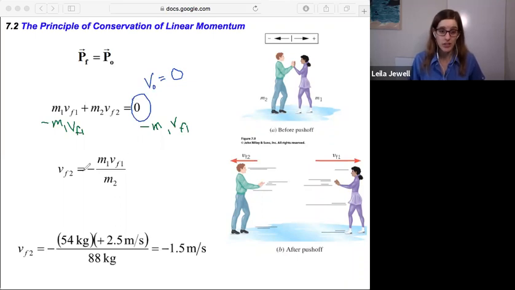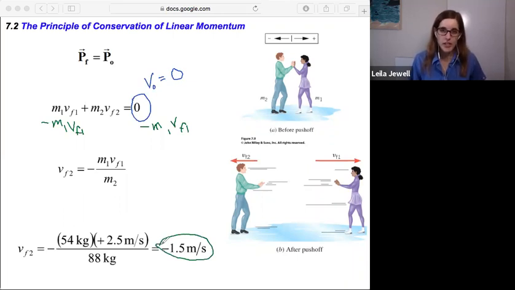Very quick actually. Then we'll plug in the mass of the woman is 54 kilograms times this positive 2.5 meters per second because she's moving in the positive direction, divided by 88 kilograms times the negative sign, comes out to a negative 1.5 meters per second. Right, so a couple things.